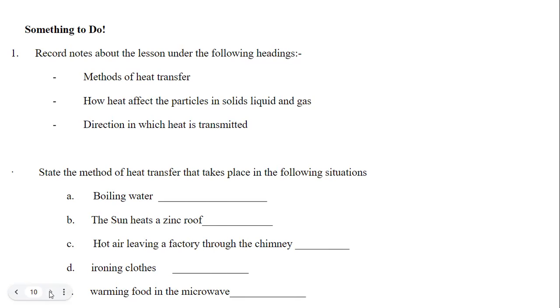All right, so state the method of heat transfer that takes place in the following situations. A, boiling water. B, the sun heats a zinc roof. C, hot air leaving a factory through the chimney. D, ironing clothes. E, warming food in the microwave.